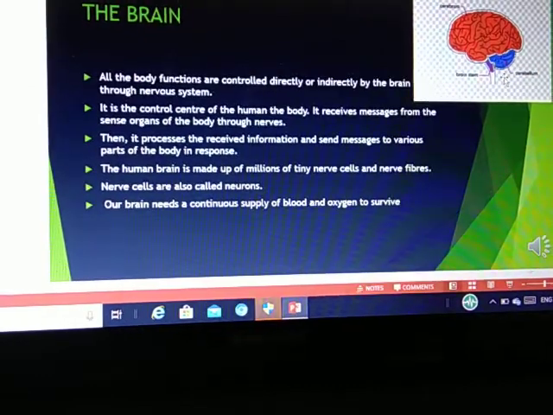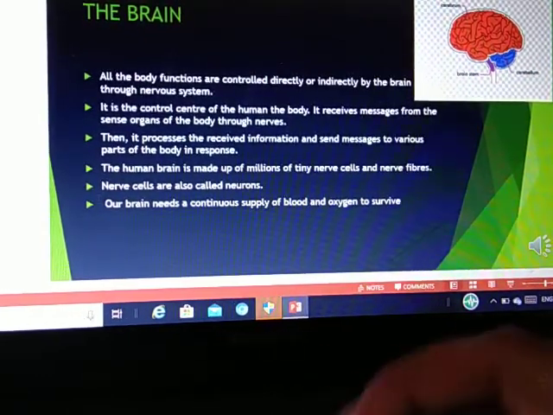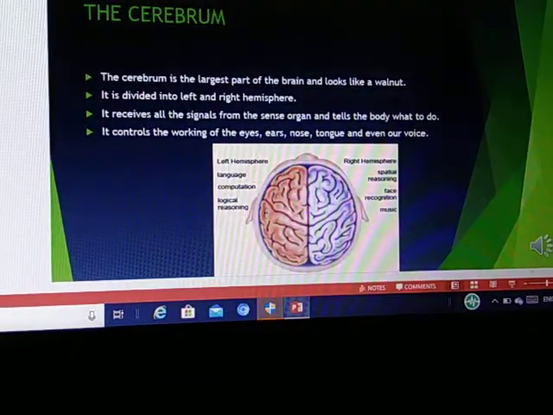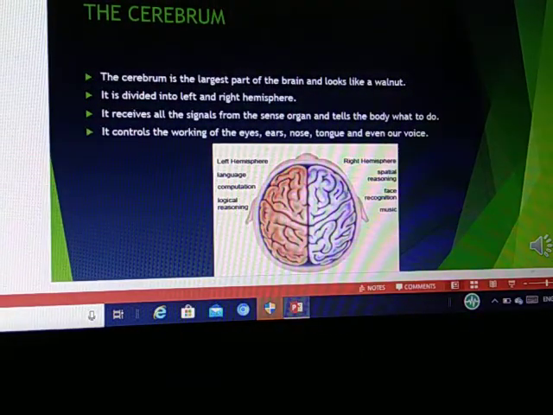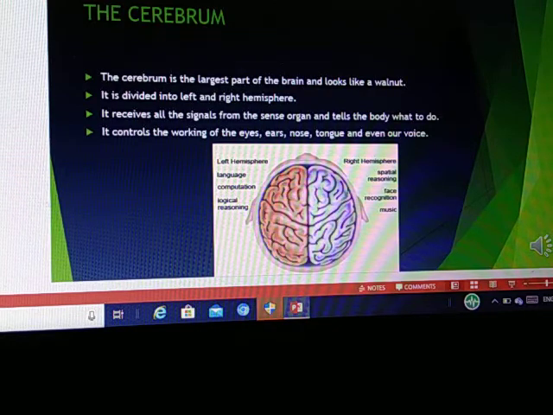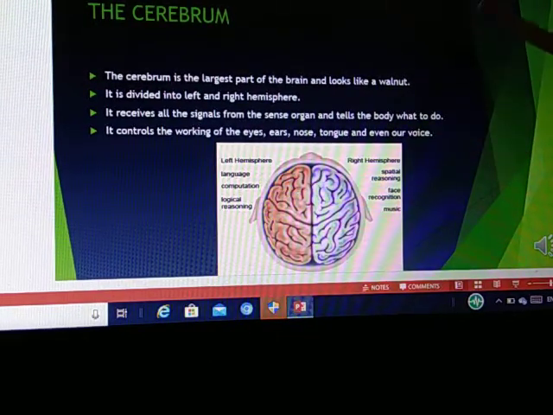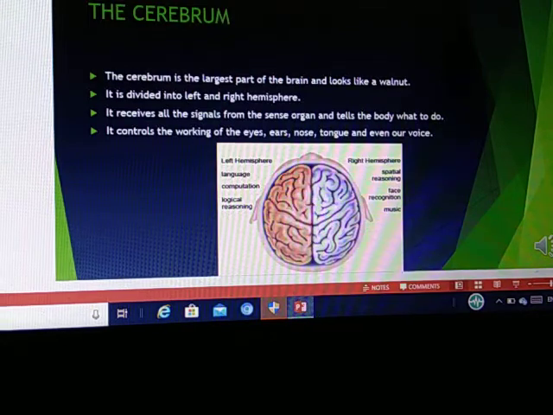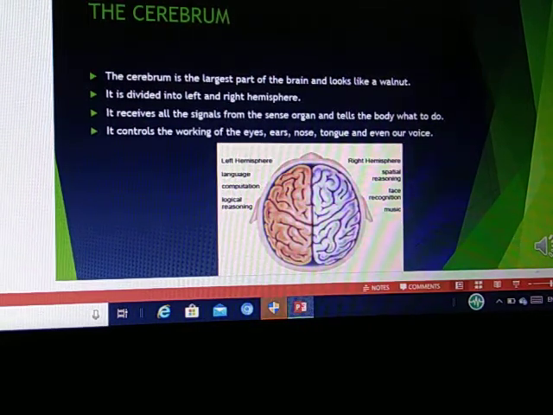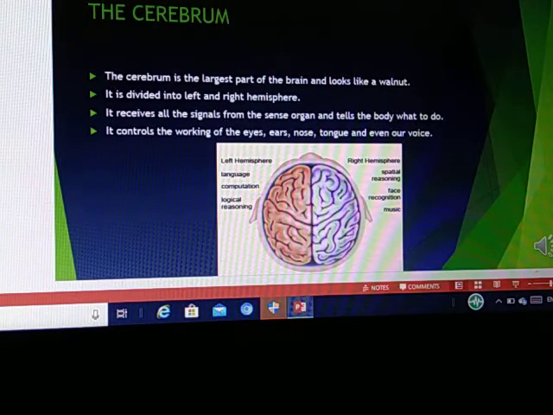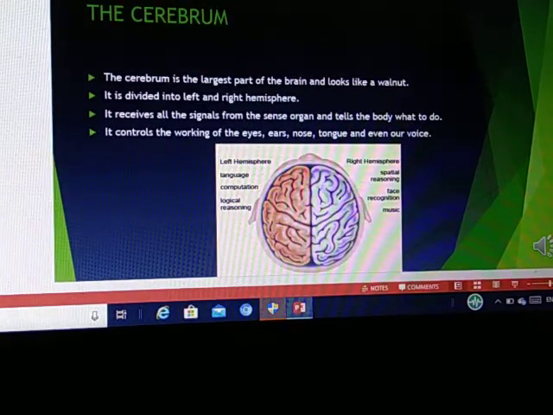Now let us understand in detail what the work of the cerebrum is. Okay, so students, first of all, the cerebrum. The cerebrum is the largest part of the brain, and it looks like a walnut. Walnut, you already know what a walnut is. Walnut means akhrot in Hindi. So our brain structure is like a walnut. The cerebrum is the largest part of the brain.